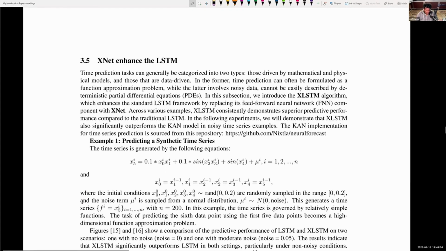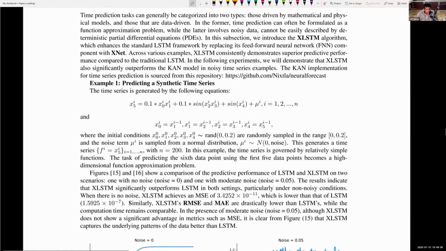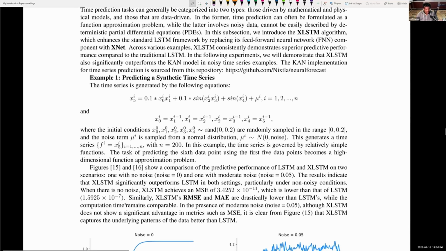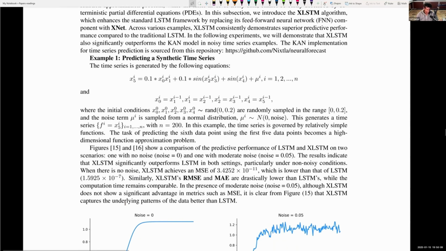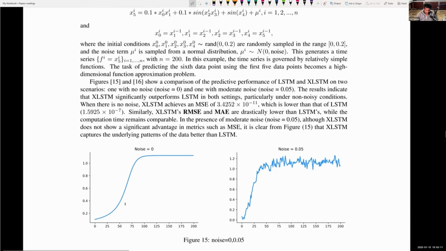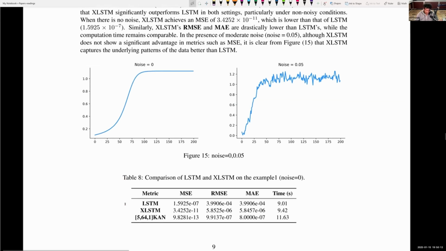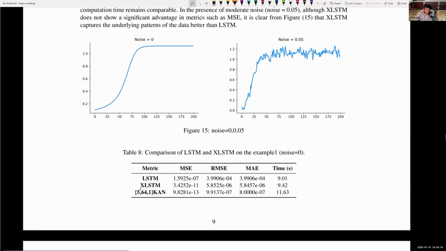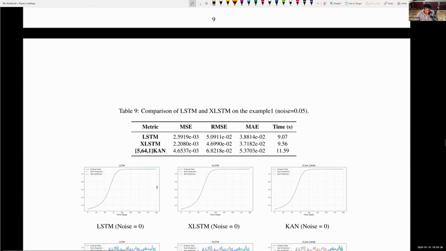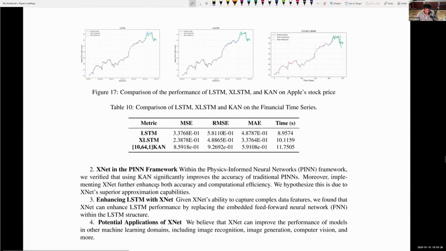You can go through it, and they also apply it to LSTM. LSTMs are for sequence model problems, right, where the input is a sequence and the output also is a sequence. In the LSTM they replace the activation function with the Cauchy, which they are calling XLSTM because the Cauchy is added there, and they show that the XLSTM performs favorably compared to the KANs. So that's pretty much this paper.